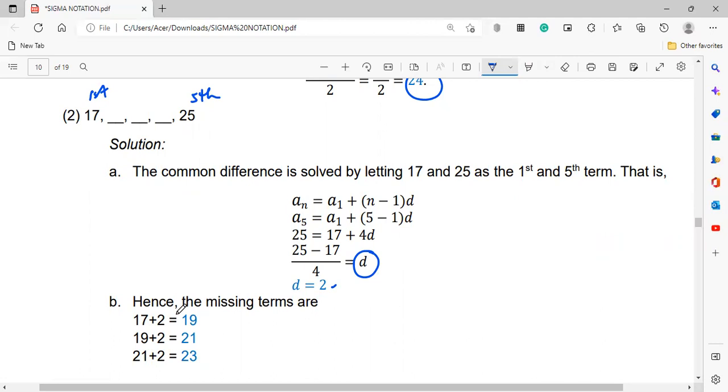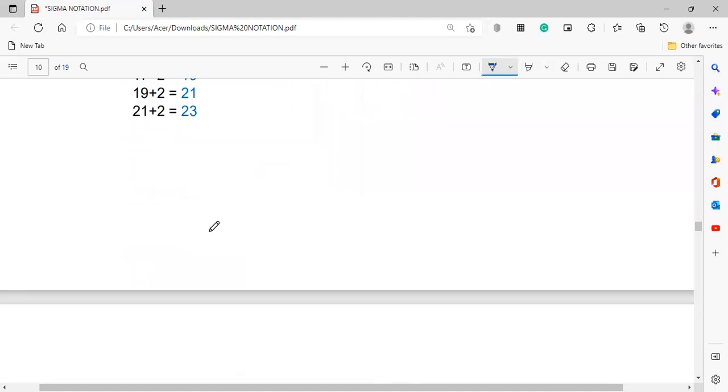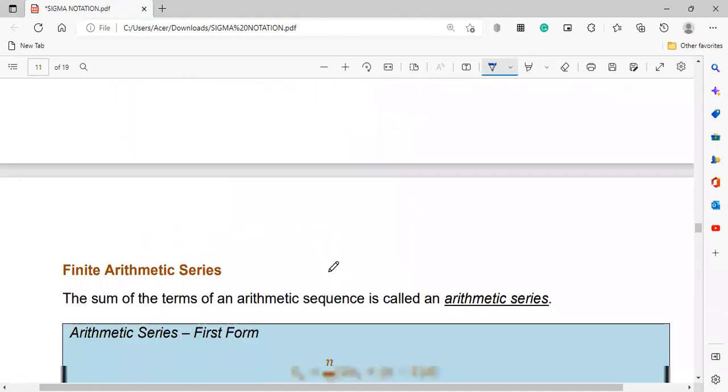And to follow the sequence now, 17 plus 2 is 19. Okay, 19 plus 2 is 21. And 21 plus 2 is 23. Okay, so these are the arithmetic means.